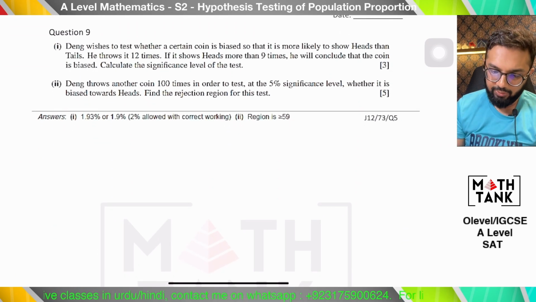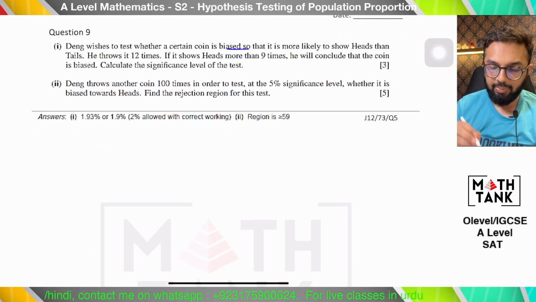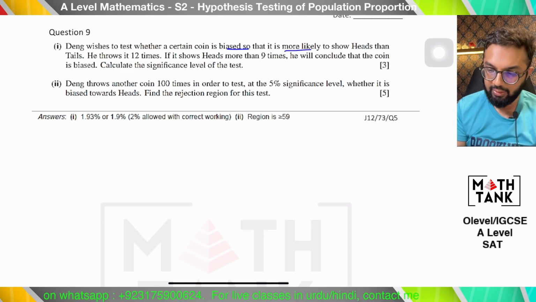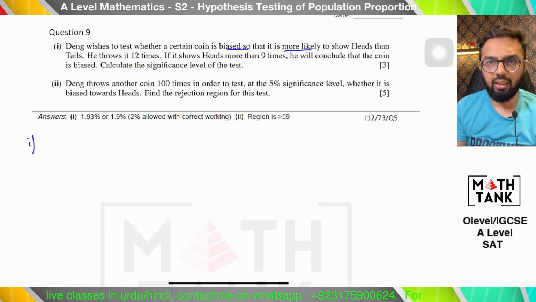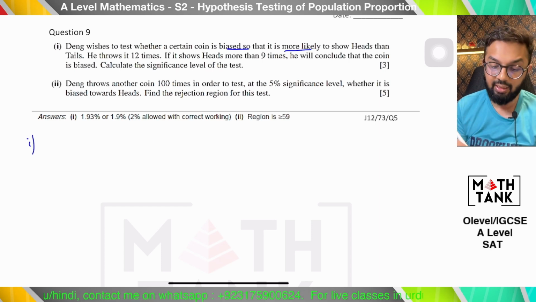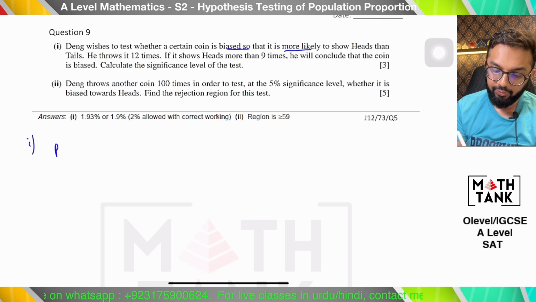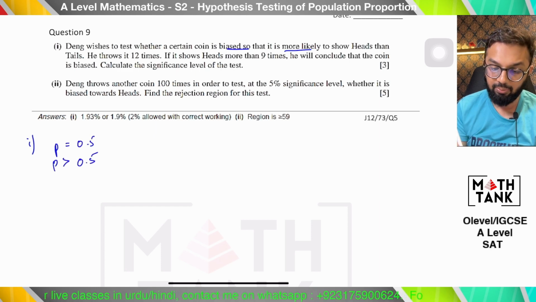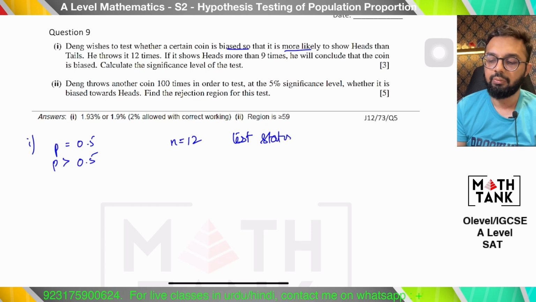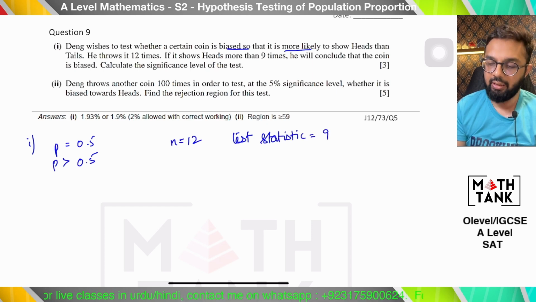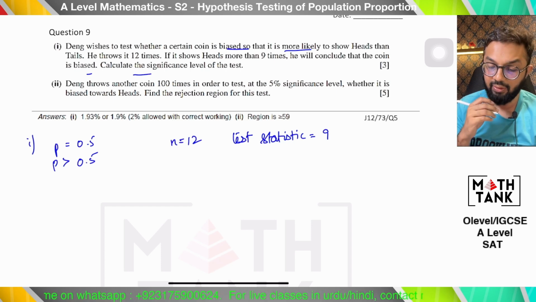Question 9. Deng wishes to test whether a certain coin is biased. Again, it's a biased coin, so it's going to be a two-sided test. No, it's telling me that it's more likely to show a head than a tail, so I can just do a one-sided test. So the probability of head is 0.5, but this time the alternative is that the probability of head is greater than 0.5. He throws it 12 times; if it shows a head more than 9 times, you will conclude that the coin is biased. Calculate the significance level of the test.